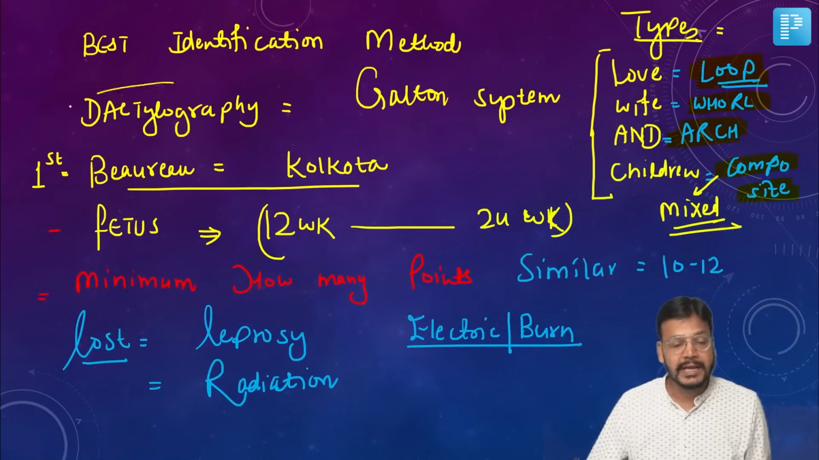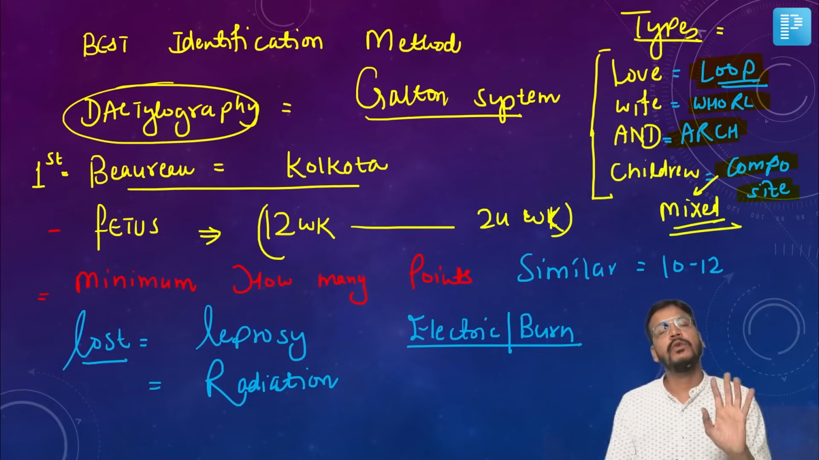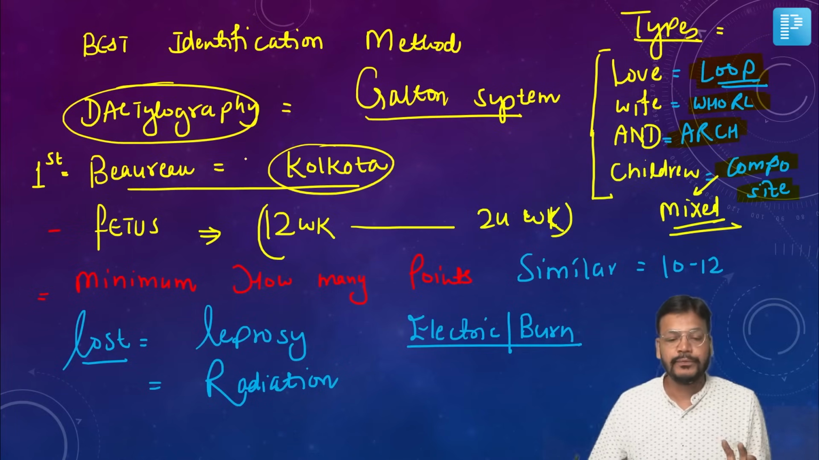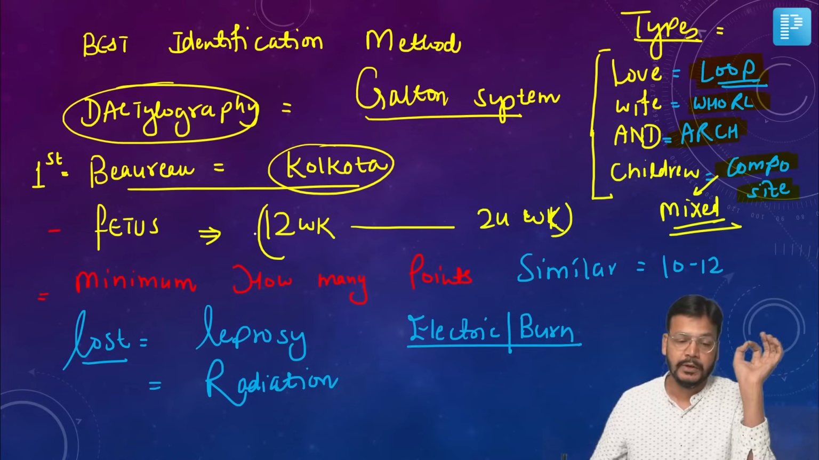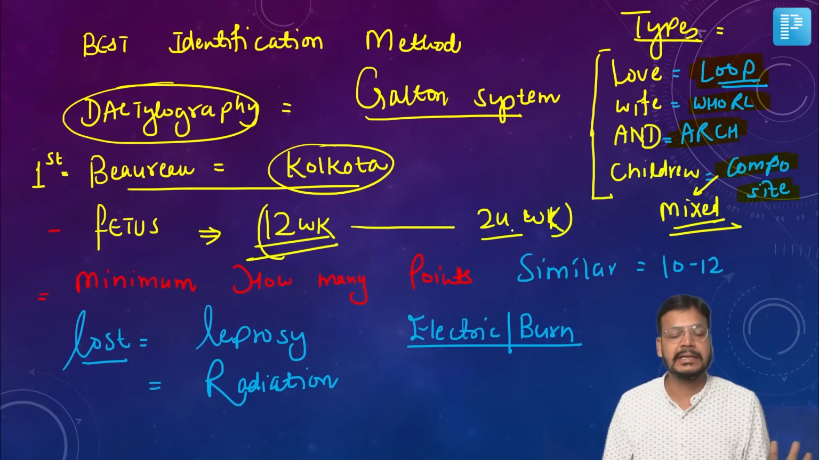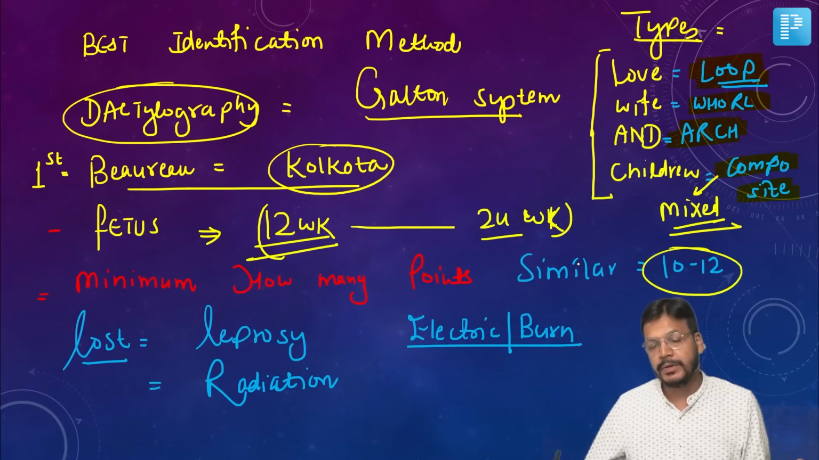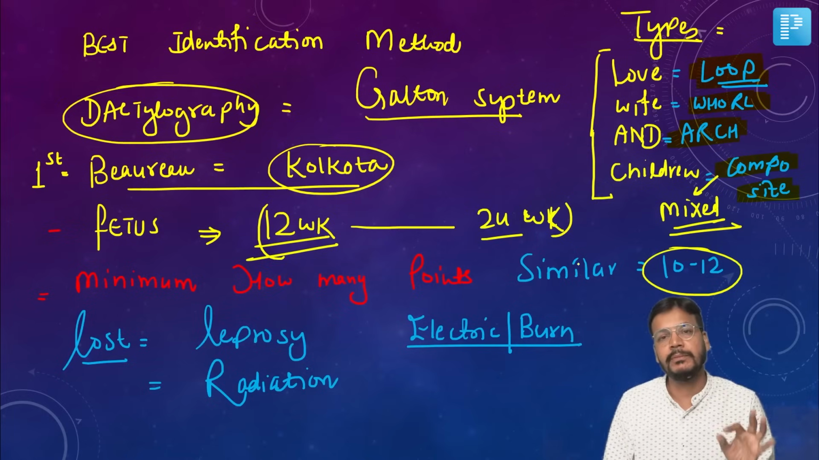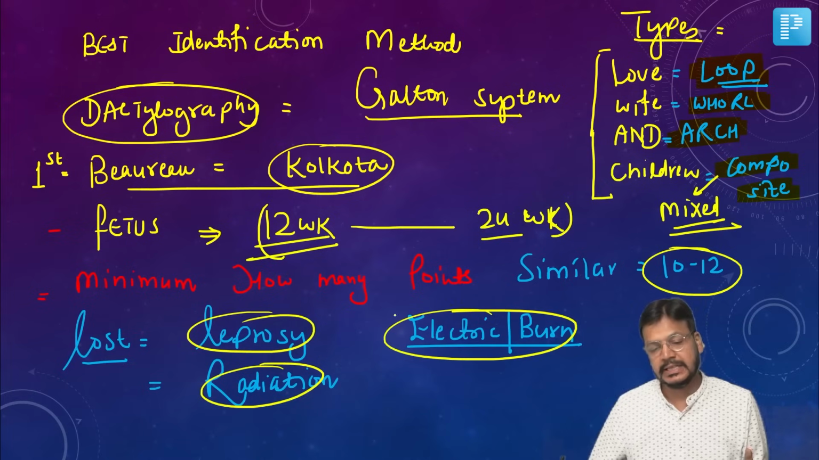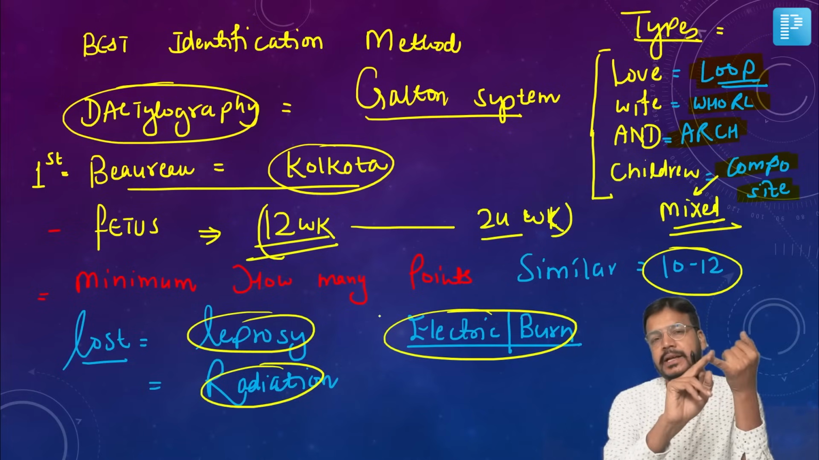Now, sir, the best identification method is dactylography or Galton system. It is fingerprint. The first fingerprint bureau was in Kolkata. In the fetus, fingerprints start forming at 12 weeks. At 24 weeks, it gets completed. Minimum how many points should be similar? 10 to 12. Fingerprints are permanently lost in these conditions: leprosy, radiation, electric burn.